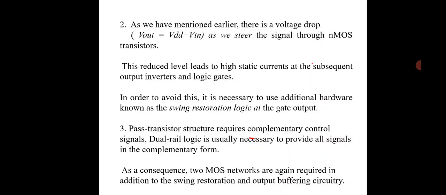Coming to the disadvantages, the first is long delay, and the second is multi threshold voltage drop. Multi threshold voltage drop means that in each and every stage the pass transistor output decreases, so that's why it is generally called multi threshold voltage drop. The third one is that pass transistor families require complementary outputs. As a consequence, two networks are again required, along with additional swing restoration for the output buffering circuit. Okay, so this is regarding pass transistor.